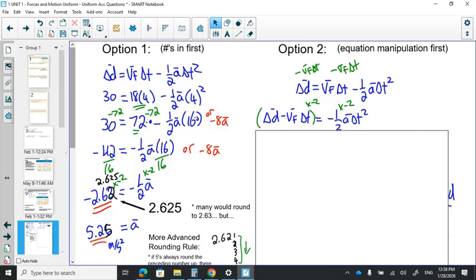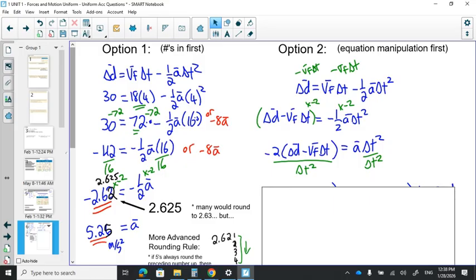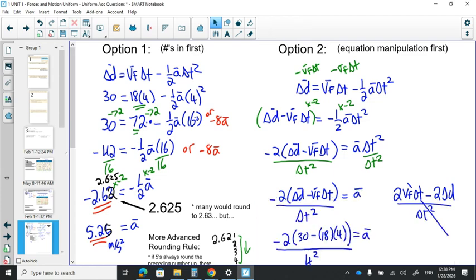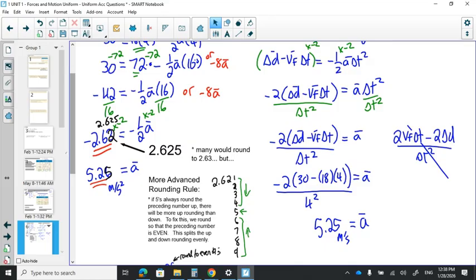And then, of course, we have this divide by -2 thing, right? We're going to multiply by 2, -2 that is. And then we're sort of solving for acceleration, right? Dividing over delta t squared, okay? So in the end here we're getting an equation for acceleration, being 2 delta d minus v final delta t over delta t squared.